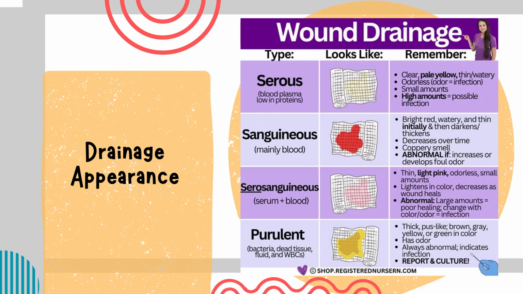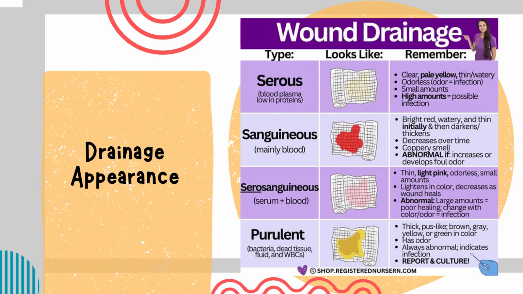Sanguineous, that is going to be mainly blood drainage. So this is going to be that bright red, maybe watery and thin initially, but then gradually it's going to darken and thicken over time. If you think about it, it's like trying to clot essentially. So it's going to darken and thicken up. And then it should decrease over time, the amount of sanguineous drainage.